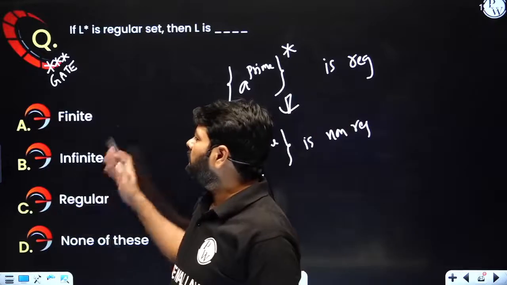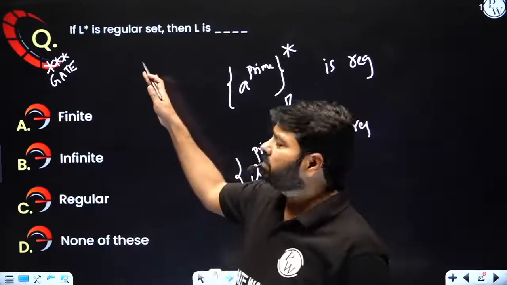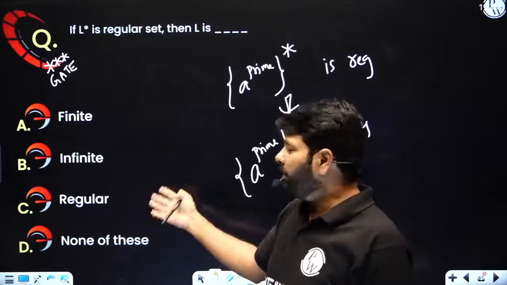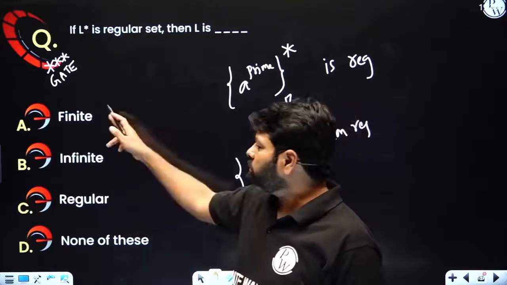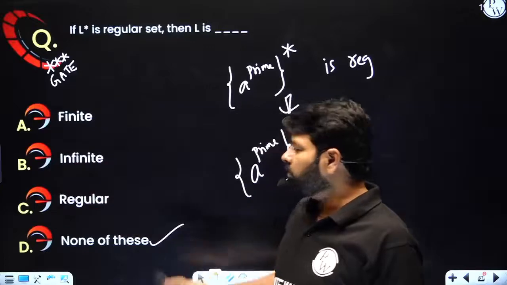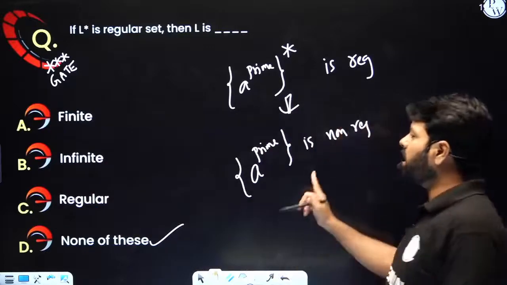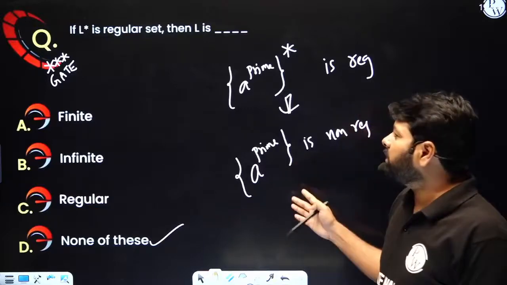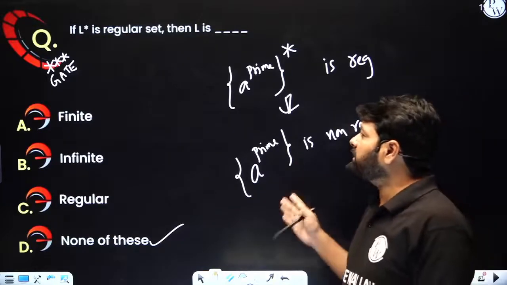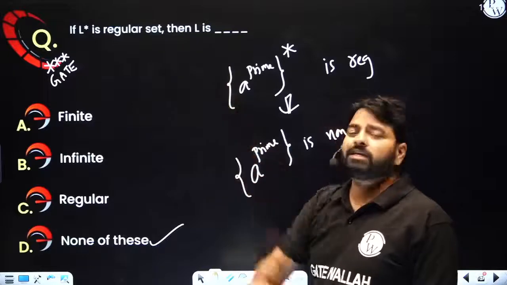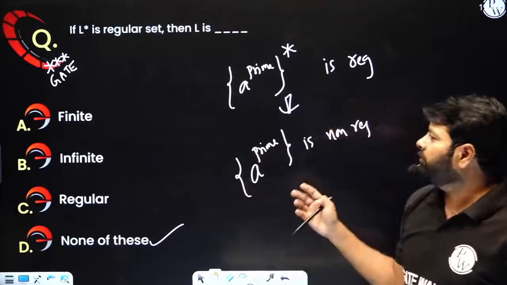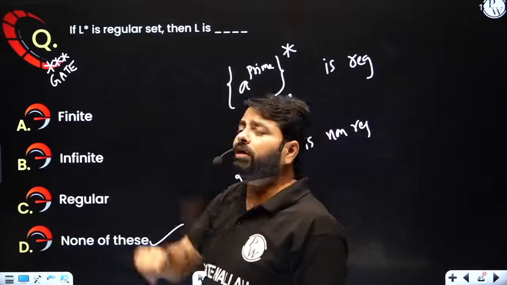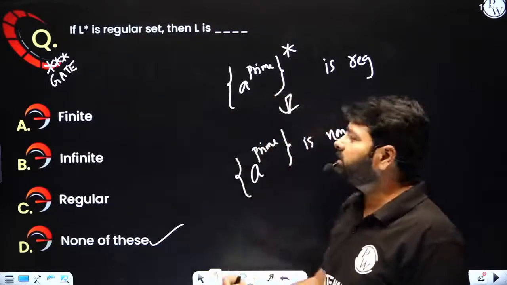Okay, so I can say that if L star is regular, L may be finite. You do not know. L may be infinite, or L may be regular, may be non-regular. So don't choose these three options at all. Go for none of this, but have a clear idea why I have given this example. You may not get this logic, or you may not get this example to interpret with this statement. That's why I have given it here. If you don't know this example, this kind of question takes a little bit of time.